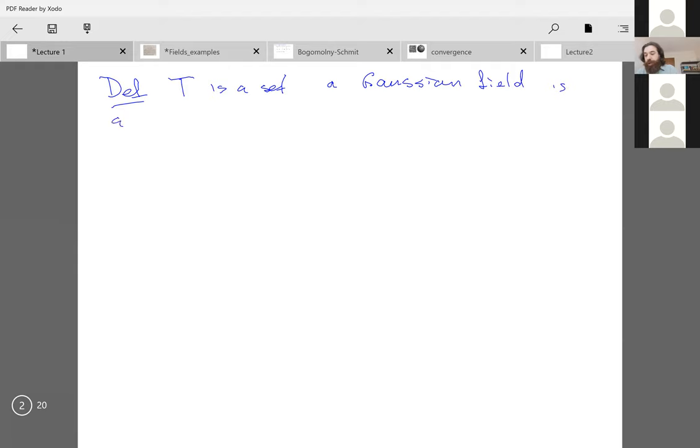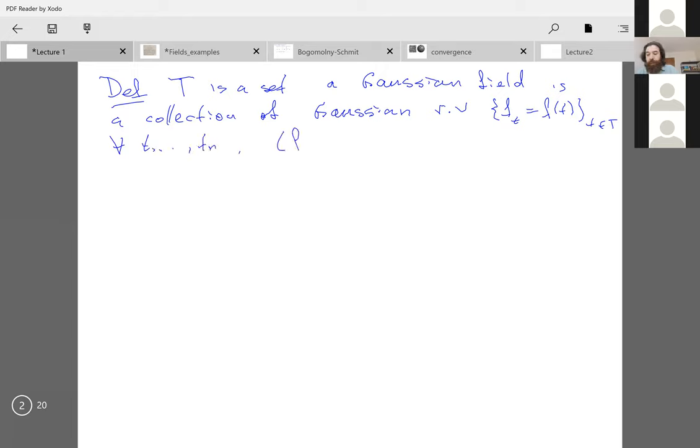A Gaussian field is a collection of jointly Gaussian random variables that we denote either as f subscript t or f of t. So for each point in our space, we have a Gaussian variable, so that they are jointly Gaussian, so that for every t1, ..., tn, (f of t1, ..., f of tn) is Gaussian.